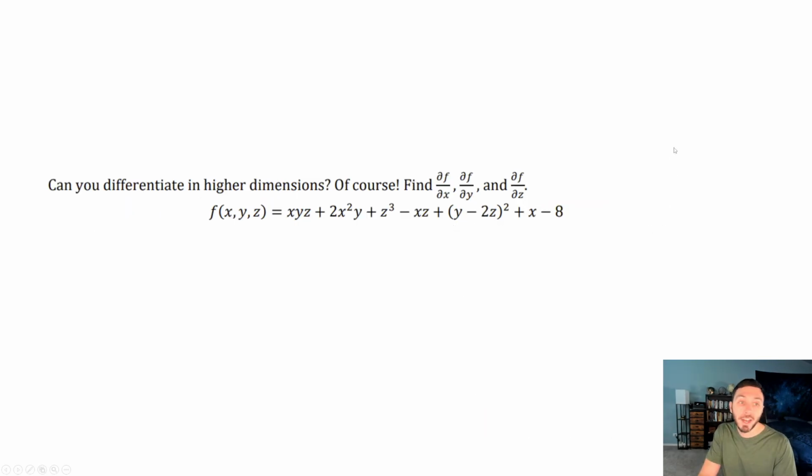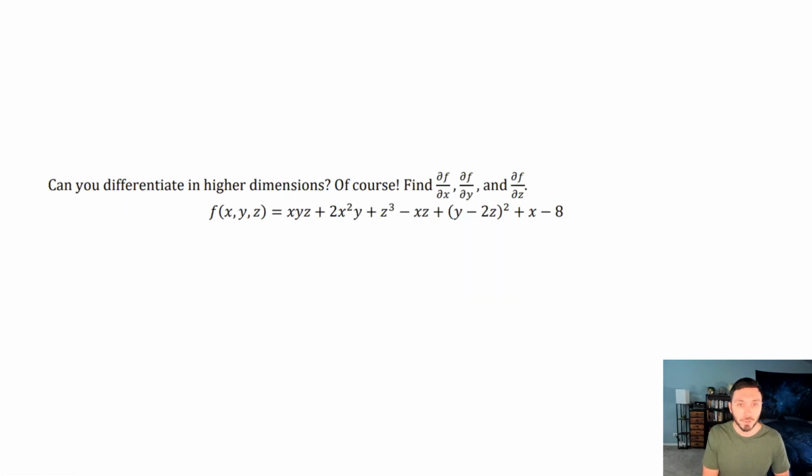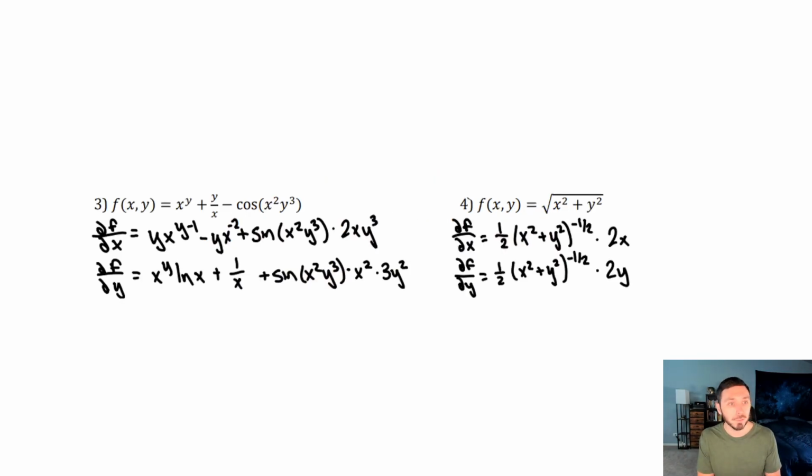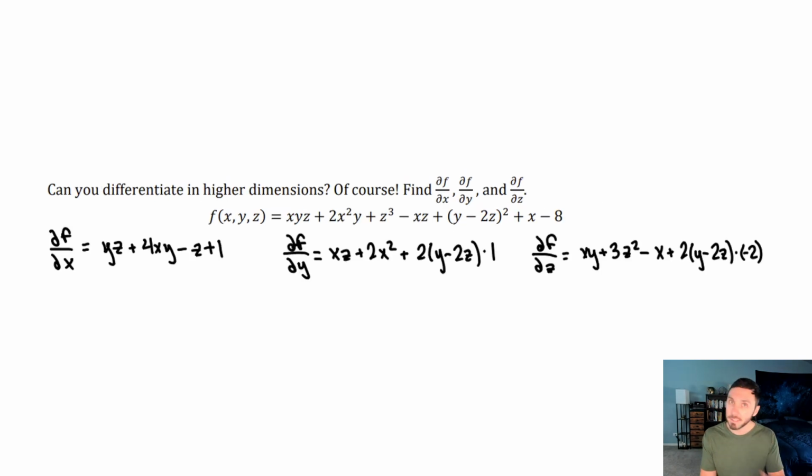Can you differentiate higher dimensions? Of course you can. So if you have 3 input variables, then you have 3 partial derivatives. We've been looking at 2 input variables with 2 partial derivatives, right? So jumping into that next dimension here, we can see that it plays out the same. See if you can do this on your own. I think you will be able to if you're able to pick up on this pattern right here. So 3, 2, 1. It's a lot of the same.